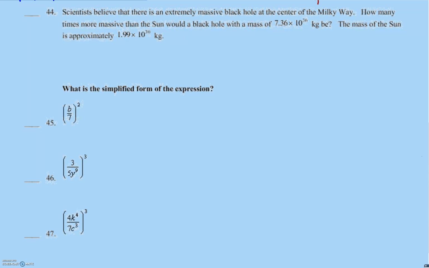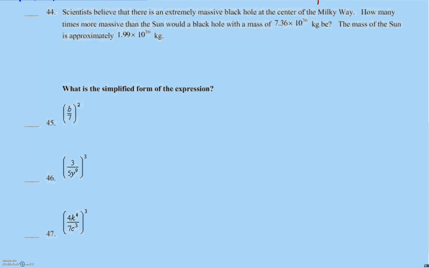Scientists believe that there is an extremely massive black hole at the center of the Milky Way. How many times more massive than the Sun would a black hole with a mass of 7.36 times 10 to the 36 kilograms be? The mass of the Sun is approximately 1.99 times 10 to the 30th kilograms.